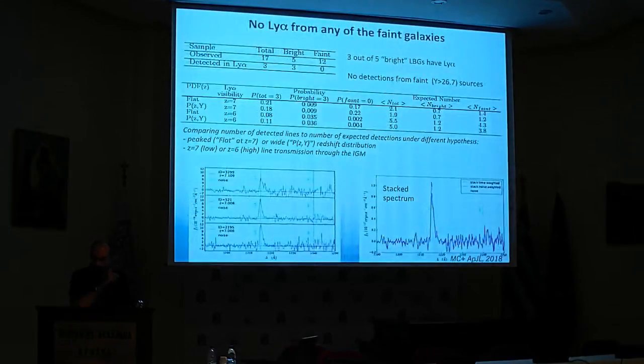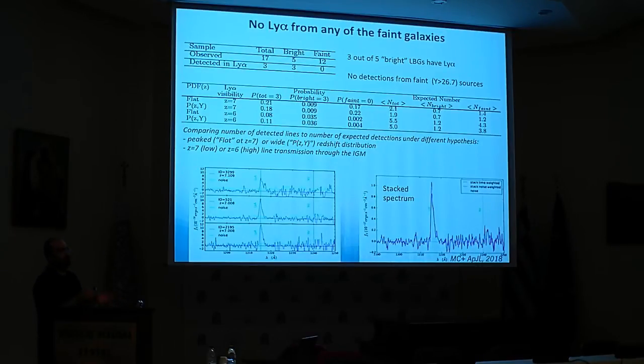So, as I told you, this is the nice result, but in the mask there were also many other objects, fainter candidates, that we thought were contributing to the creation of the ionized bubble. And so the question is the fraction of detected Lyman alpha lines among the bright objects that are L star galaxies and among the fainter ones, what is this telling us?